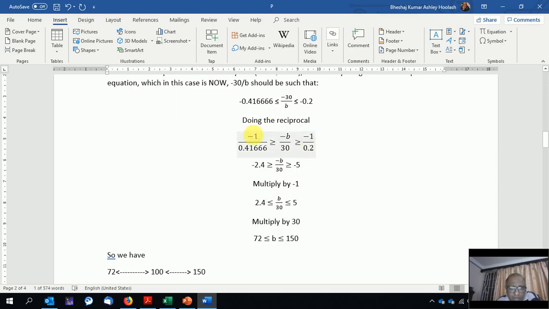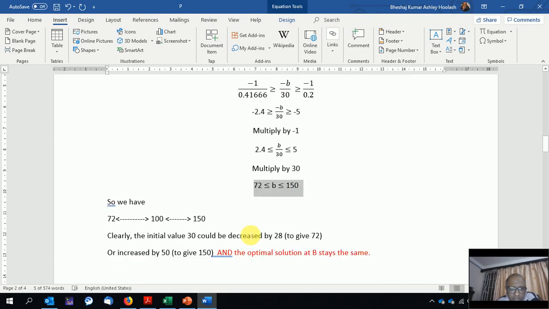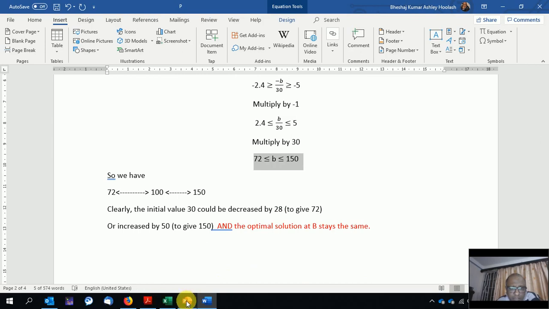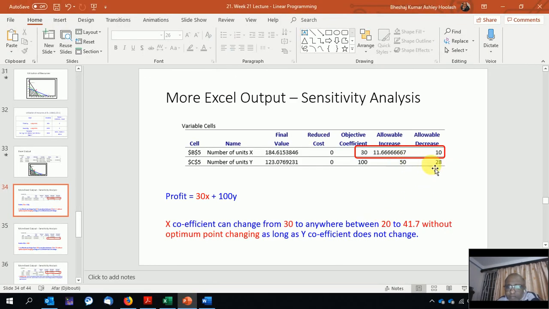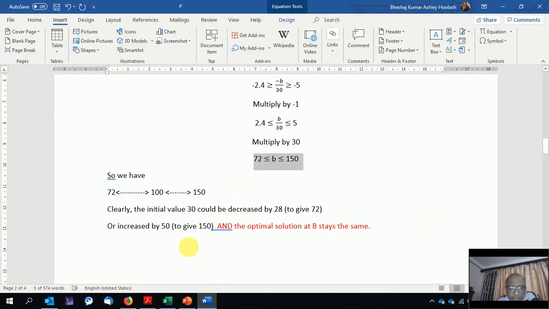And I can see some negatives here, so to get rid of the negative, well, that's simplifying the numbers here. To get rid of the negative, I multiply by -1. Again, the sign changes, and I get this. Multiply by 30 to get rid of the denominator here, and I end up with this range of b. So b was initially 100. It can increase by 50, or it can decrease by 28, which I do have here. So that's the mathematics behind it.